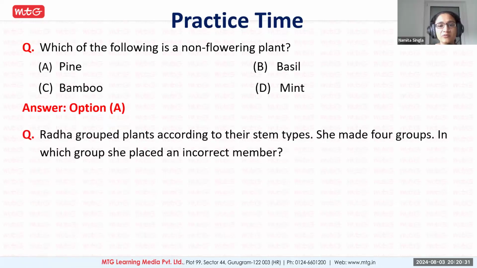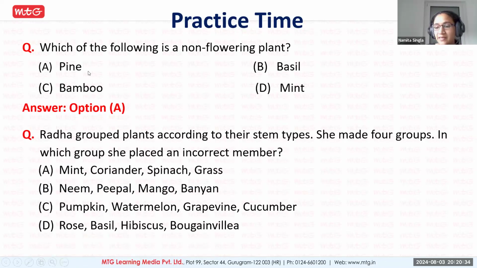Which of the following is a non-flowering plant? The non-flowering plant is pine, which is a conifer. Basil, that is tulsi, mint, and bamboo, they are all flowering plants.